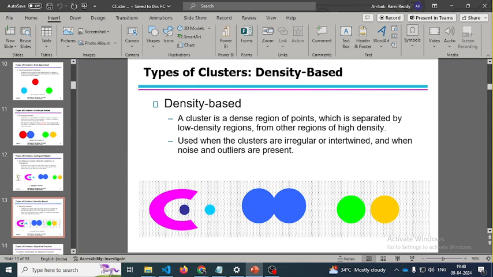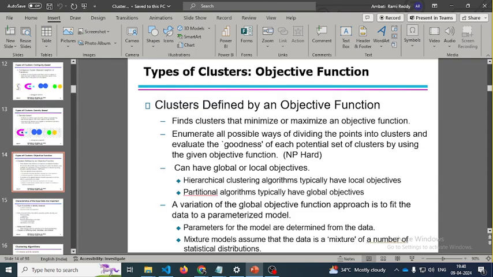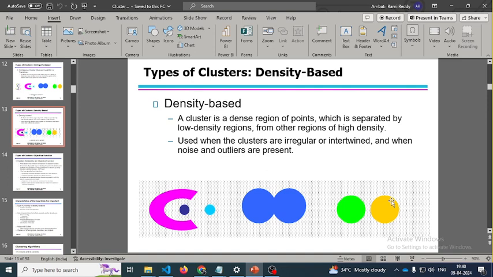Again, a density based cluster. This is based on dense regions of points that they will form. So here you may have this is one cluster, another cluster, another cluster, 1 2 3 4 5 6, here we have 6 clusters. So these are different types of clusters.